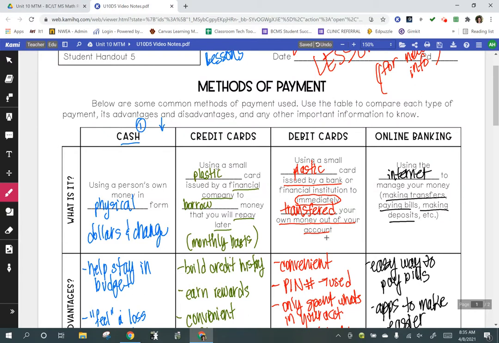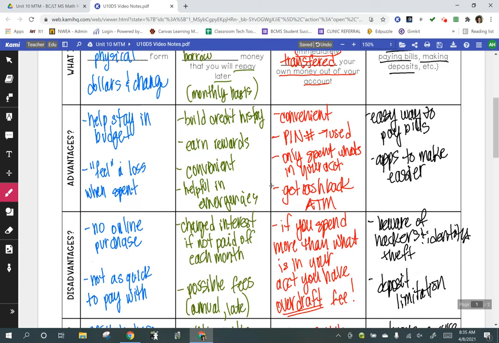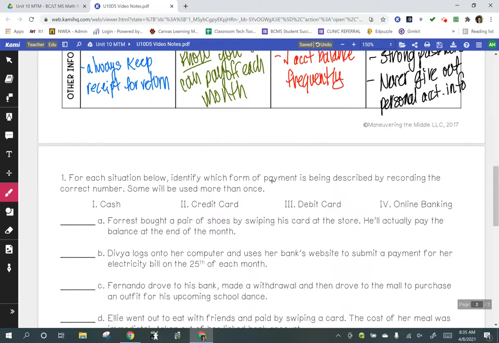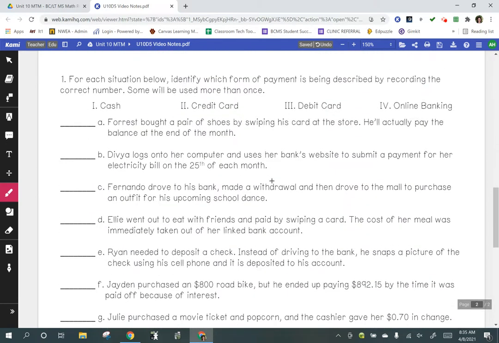All right, so let's see if we can tell what type of payment is being expressed in some of the questions down below. I will do some of these with you, and then you're going to try a couple on your own. For each situation, identify which form of payment is being described by recording the correct number. Some will be used more than once. All right. So Forrest bought a pair of shoes by swiping his card at the store.